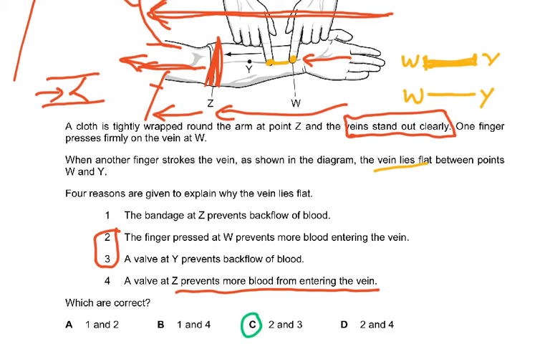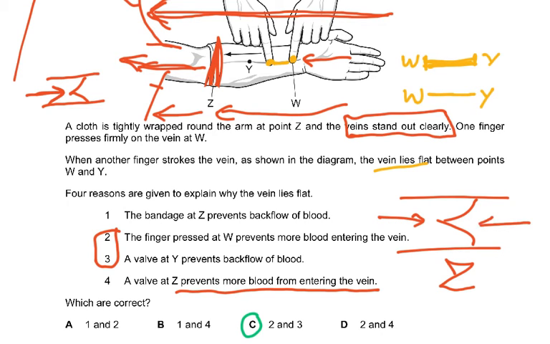No, the veins are in one direction. They're always like this. They just prevent backflow of blood. So even if there are valves at Z here, say this is Z, and there's a vein here, it doesn't prevent blood from entering. The vein is from this side. It just prevents the backflow of blood. Veins have blood entering from this side. So this was the main thing that you had to understand.